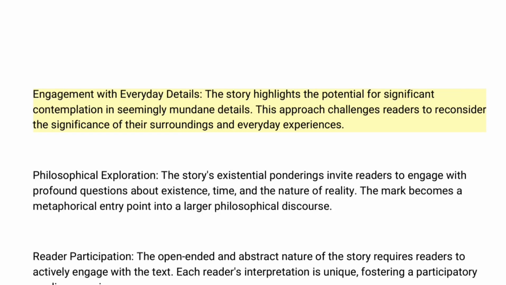Engagement with everyday details. The story highlights the potential for significant contemplation in seemingly mundane details. This approach challenges readers to reconsider the significance of their surroundings and everyday experiences.